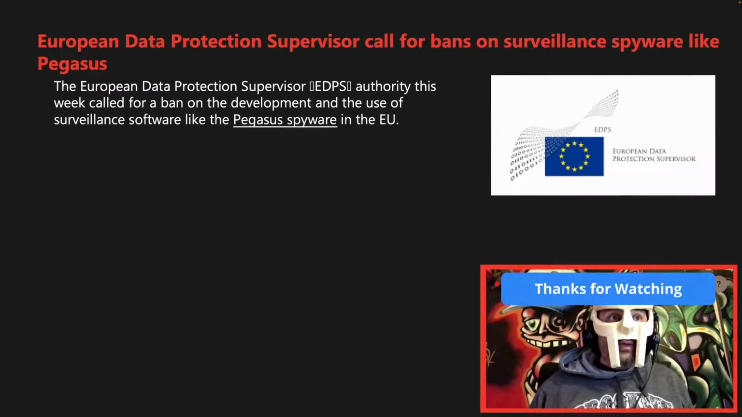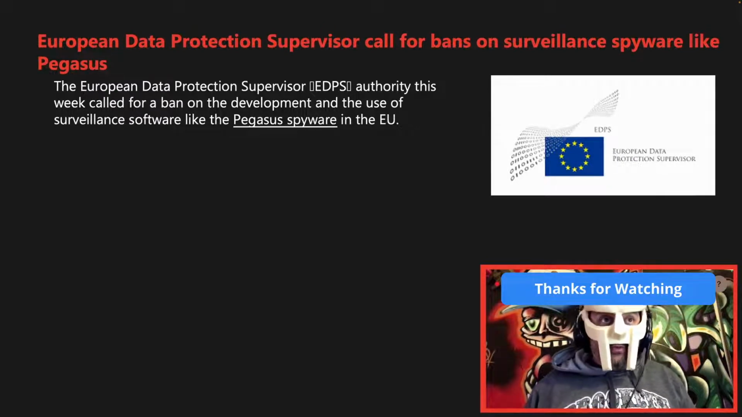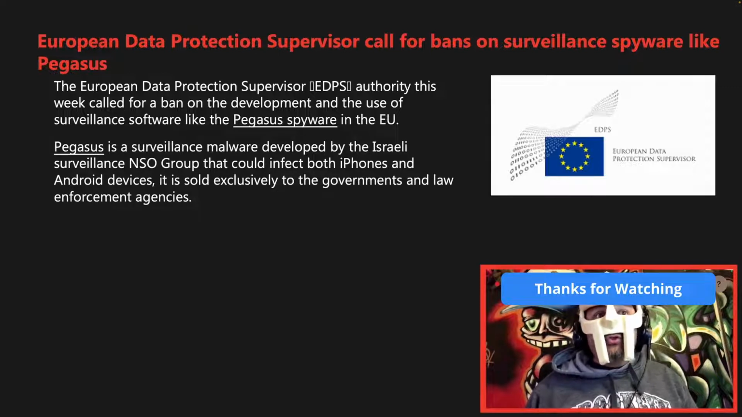The European Data Protection Supervisor, EDPS authority, this week called for a ban on the development and the use of surveillance software like the Pegasus spyware in the EU. Pegasus is a surveillance malware developed by the Israeli surveillance NSO group that could infect both iPhones and Android devices. It is sold exclusively to governments and law enforcement agencies.